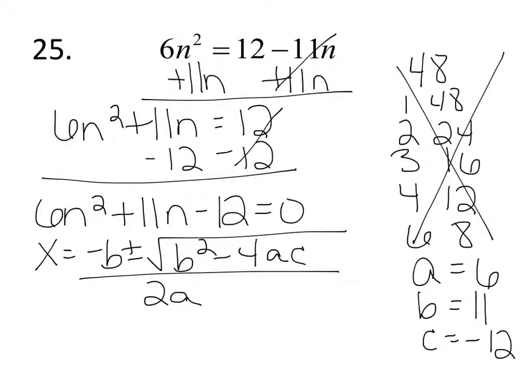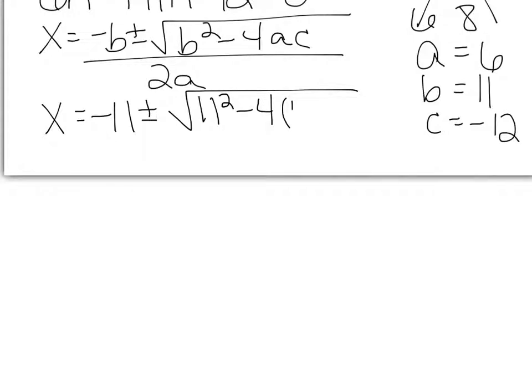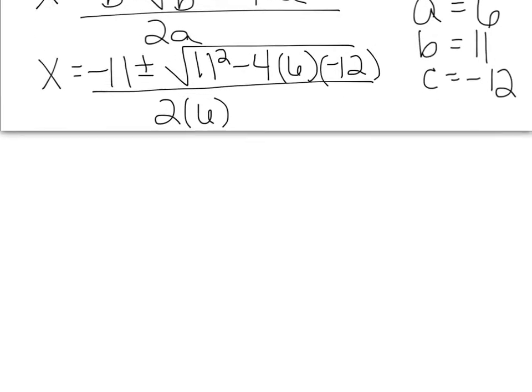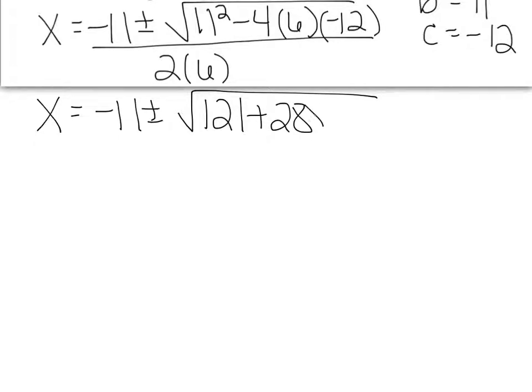All right, there's our quadratic formula. Now we're just going to plug into it. So we have x equals negative 11 plus or minus the square root of 11 squared minus 4 times 6 times negative 12 all over 2 times 6. Clean this up a little bit. 11 squared is 121. Negative 4 times 6 is negative 24, times negative 12 is positive 288. All over 12.